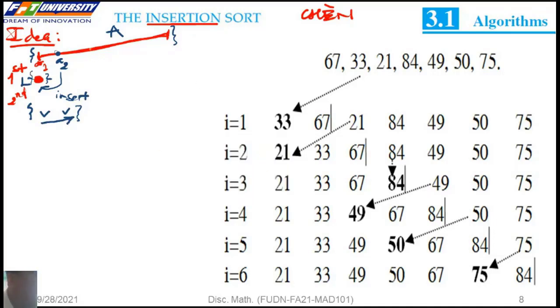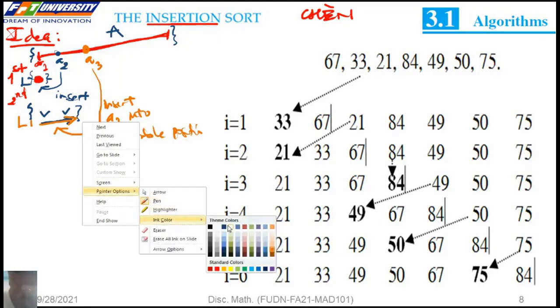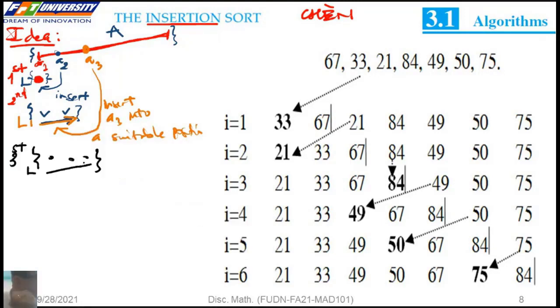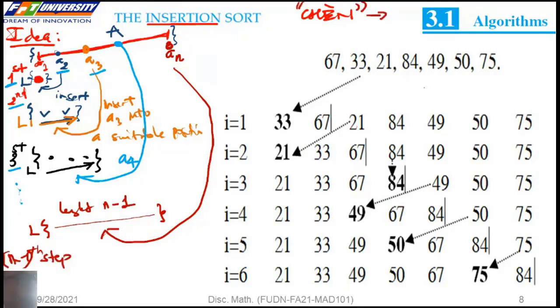In the next step, we try to insert A of 3 into a suitable position. After step 3, we have the list of length 3 in increasing order. In the next step, we try to insert A of N into the list of length N minus 1. Here, the list is the first term. We insert 33.